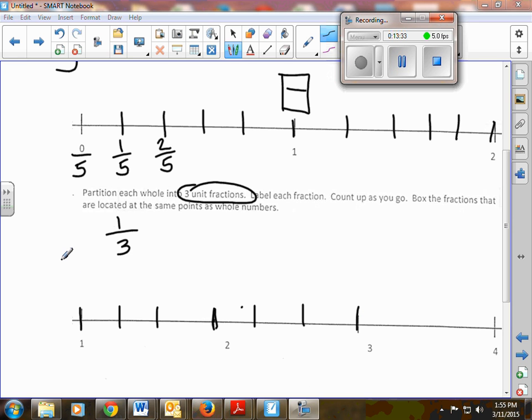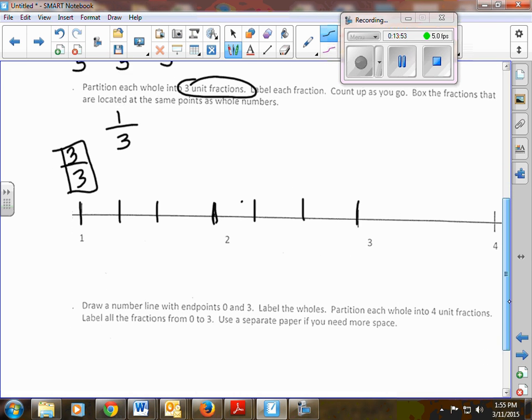You know that if the denominator is 3 and this is 1 whole, what can you tell me about this number? It's going to be what over what? What's going to be in the numerator? Think about it for a minute. Write it down if you know. And it should be 3/3. And I'd like you to continue to do this one on your own.